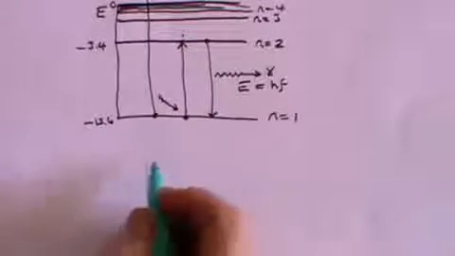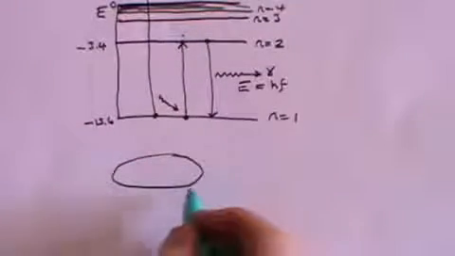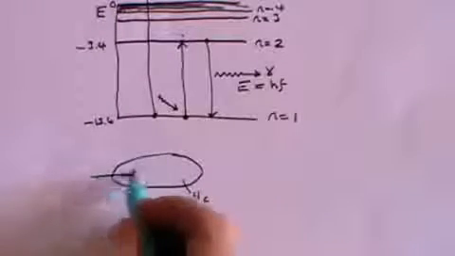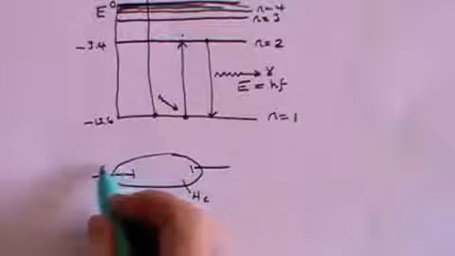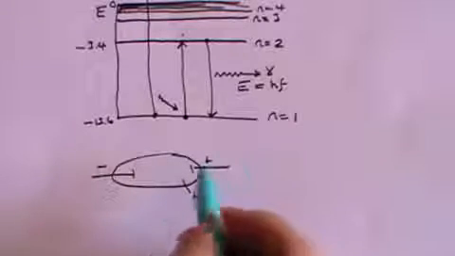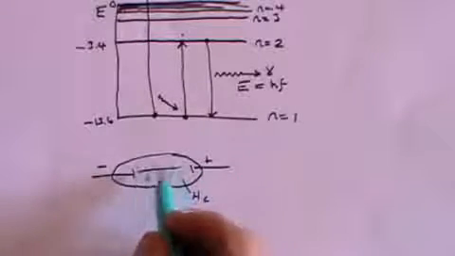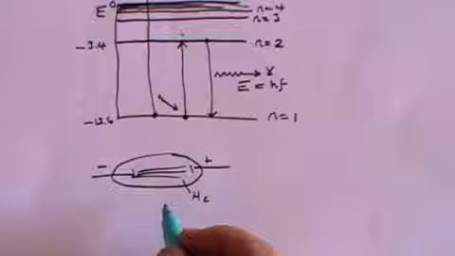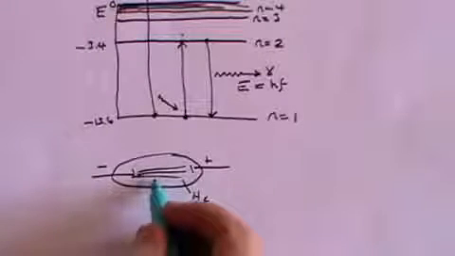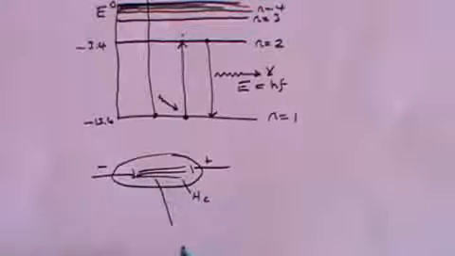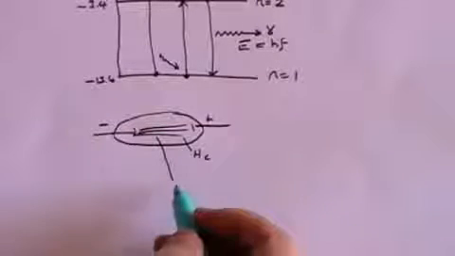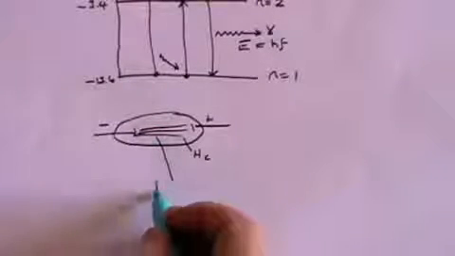If you take hydrogen in a glass tube and you pass a very strong current, make that say minus, that say plus, you get a kind of a glow inside the tube. And if you pass that through either a prism or a diffraction grating, you split it up into its constituent parts.